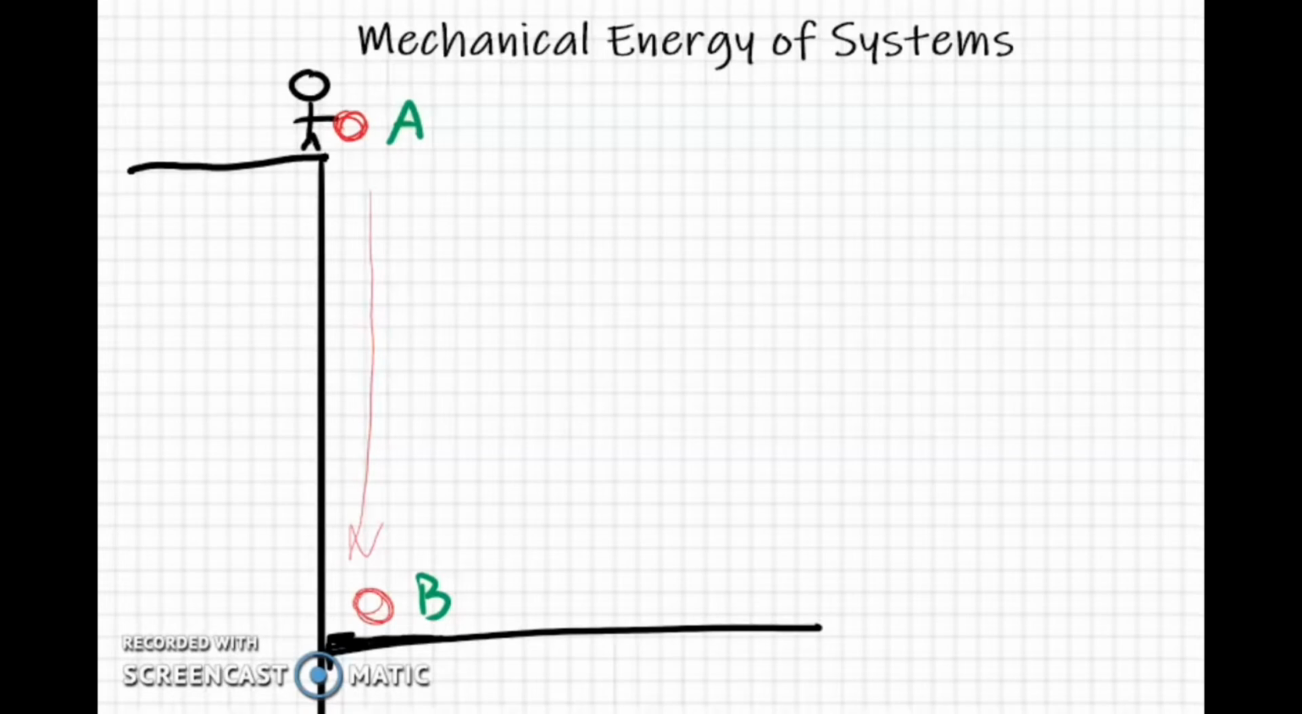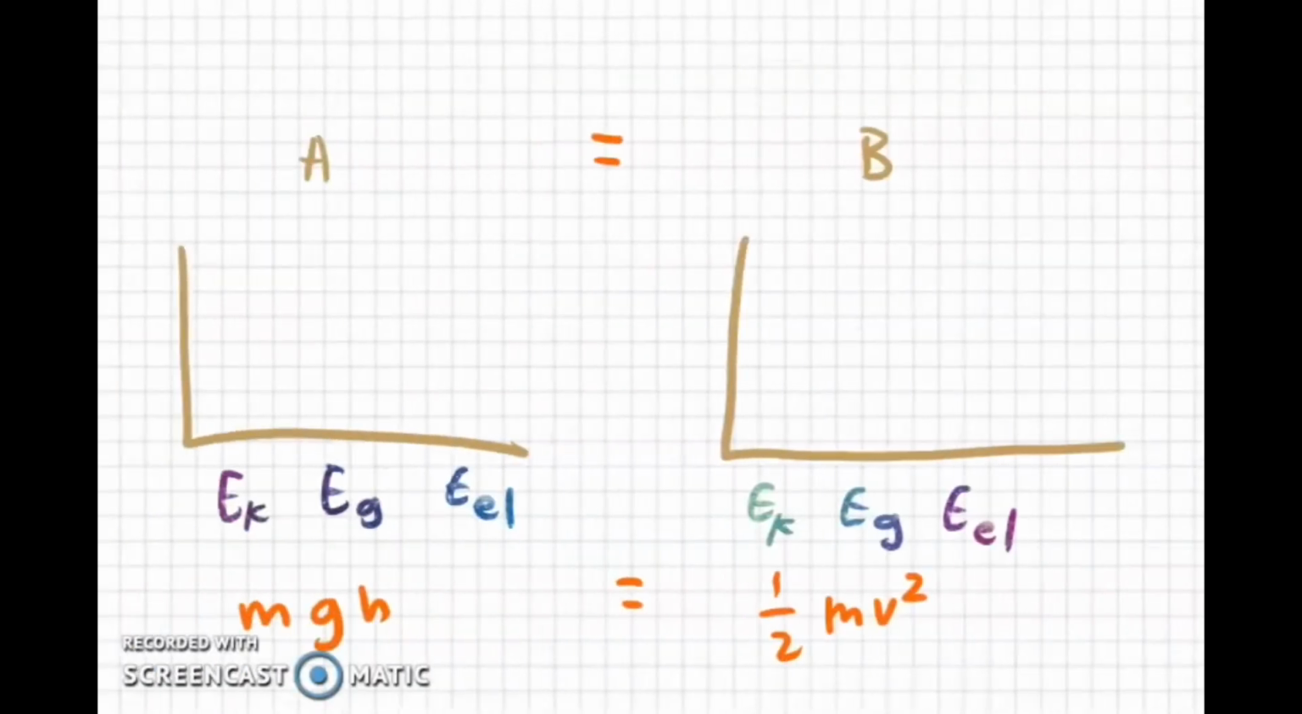As the person holds the ball out, there's only gravitational energy working on the ball. So we can label that as mgh. And while it falls, it will continuously lose potential energy. And at this final point, right before it hits the ground, it will only have kinetic energy, which we can label as this. Look at this through these charts.